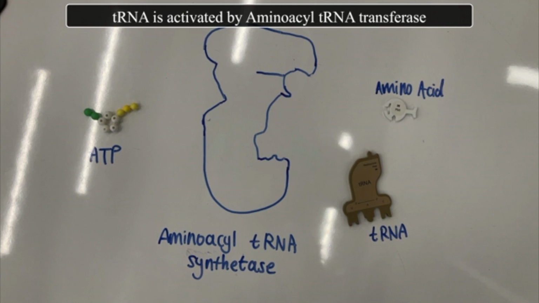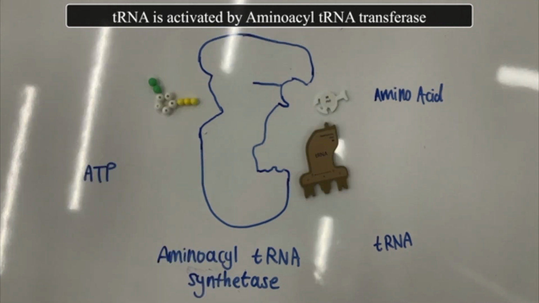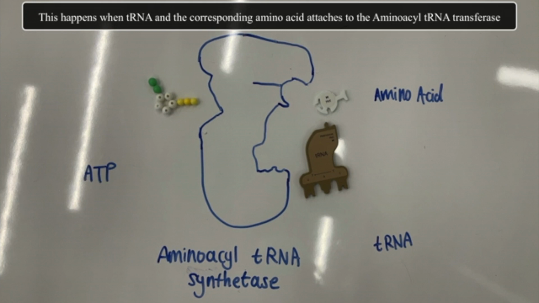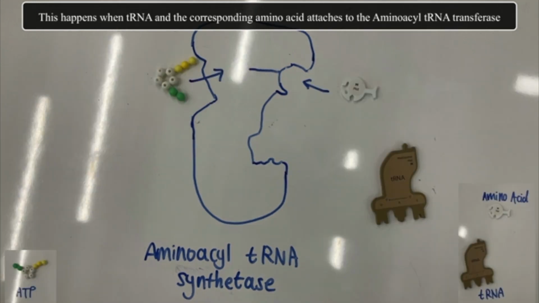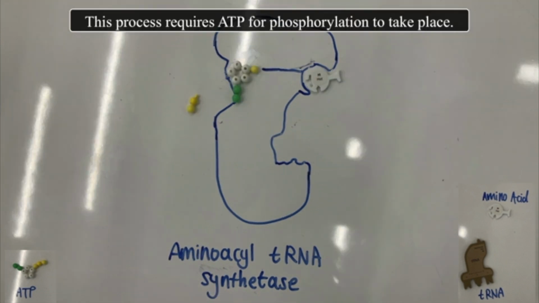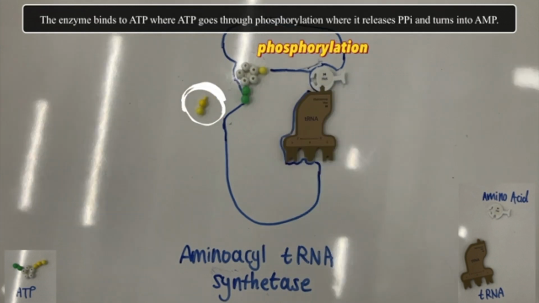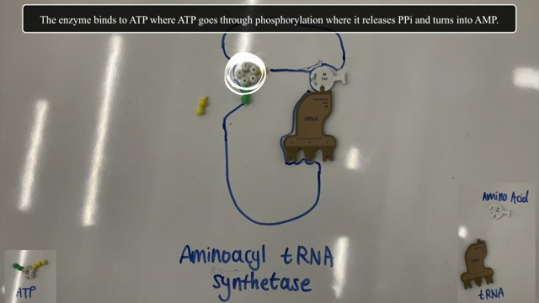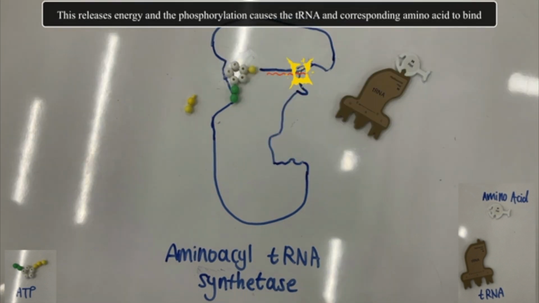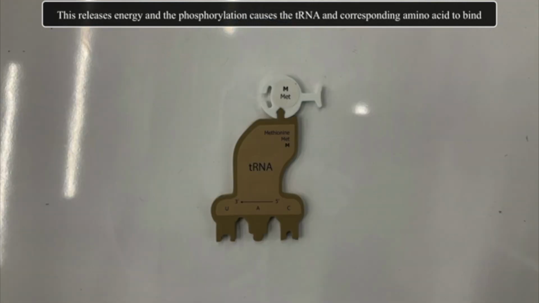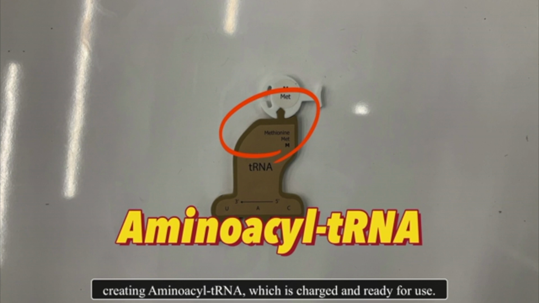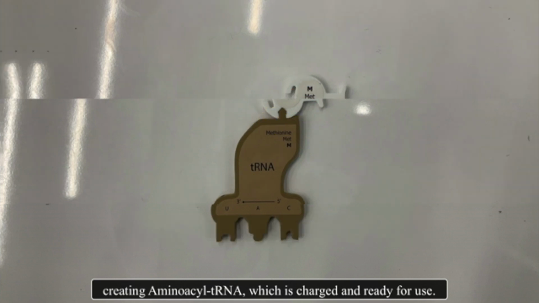tRNA is activated by aminoacyl tRNA synthetase. This happens when tRNA and the corresponding amino acid attach to the aminoacyl tRNA synthetase enzyme. This process requires ATP for phosphorylation to take place. The enzyme binds to ATP, where ATP goes through phosphorylation and it releases PPi and turns into AMP. This releases energy, and the phosphorylation causes the tRNA and the corresponding amino acid to bind, creating aminoacyl tRNA, which is charged and ready for use.